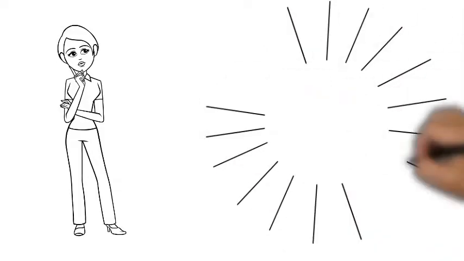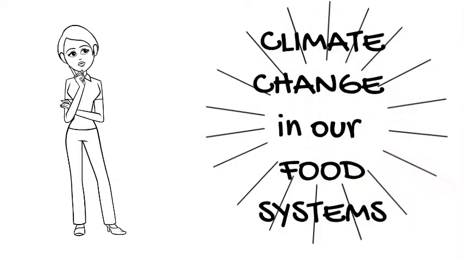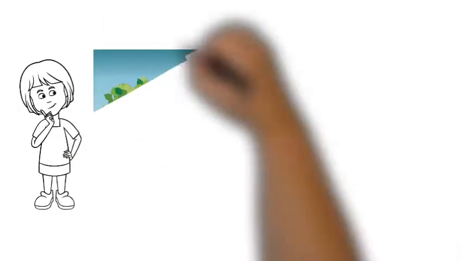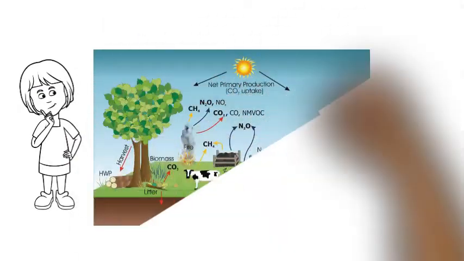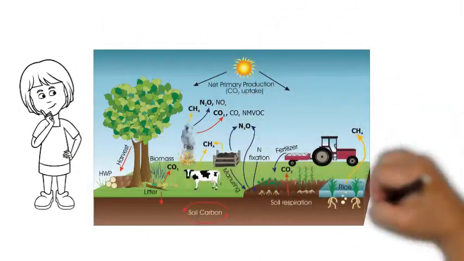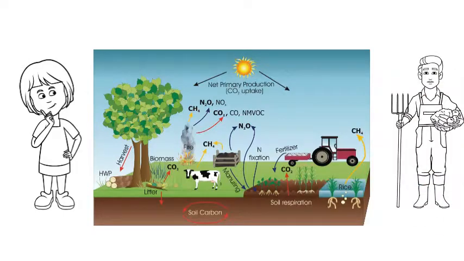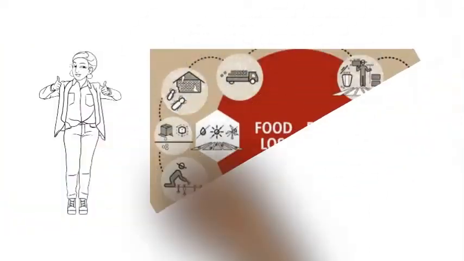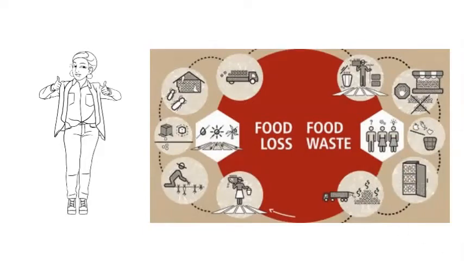What comes into your mind when you think about climate change in our food systems? Let me guess, you're probably thinking about the impact on food production, weather patterns, planting, gardens, trees, and food production in general. And you're right. But did you know that food losses and waste also contribute to climate change?